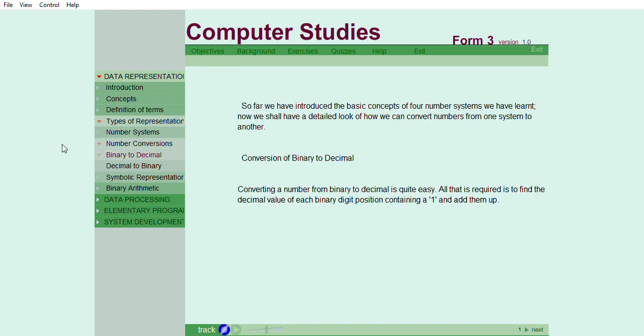So far, we have introduced the basic concepts of the 4 number systems we have learned. Now, we shall have a detailed look at how we can convert numbers from one system to another. Conversion of binary to decimal. Converting a number from binary to decimal is quite easy. All that is required is to find the decimal value of each binary digit position containing a 1 and add them up.